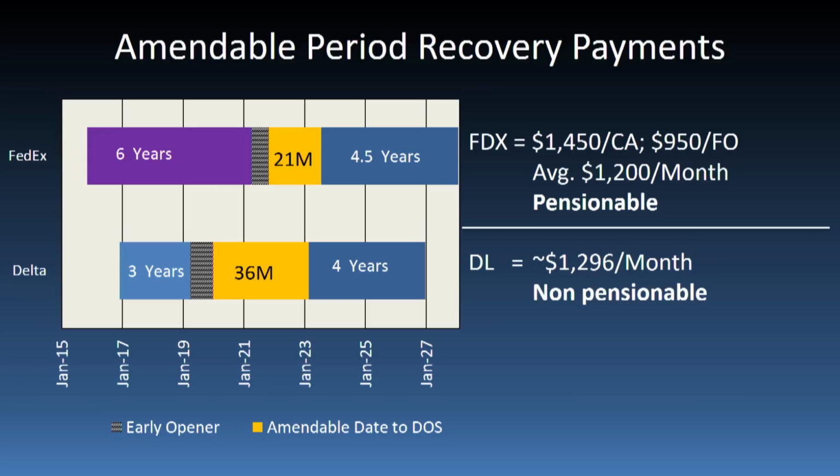And if you look at the amount of time that Delta was in negotiations, 36 months, and you take the amount that they say that their amendable period recovery was, they call it something different, I'm not sure what they called theirs, but $700 billion, the biggest one ever. But if you divide that out among 15,000 pilots for 36 months, their payment runs out to $1,296 a month, and it's non-pensionable. Our payment, if you take the average of the captain and the FO, is $1,200 a month, but it is pensionable. If you add that extra 9% to it, it's $1,308 a month. So we're roughly in the same ballpark as Delta and American as far as on a per pilot per month basis for the amendable period recovery payment.